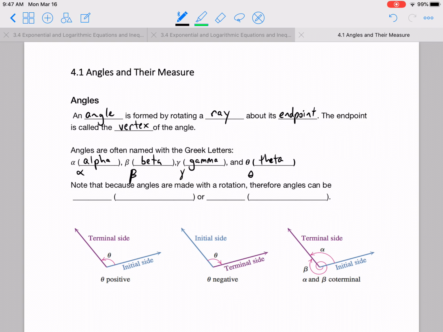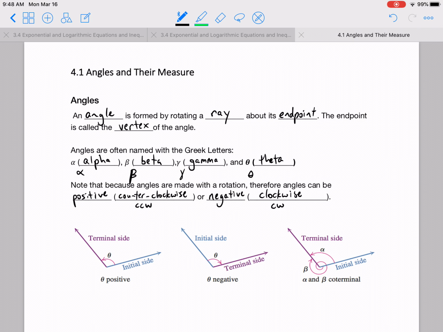So note that because these angles are made with rotations, you can actually rotate in either direction. Convention says that we can have positive rotations, and those are the rotations that go counterclockwise, the opposite direction that the hands on a clock turn. That's often written CCW. Or you can have negative rotations, which are going to be clockwise, and that sometimes is just written CW.